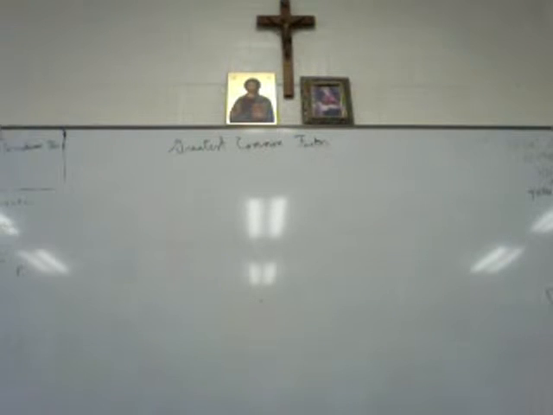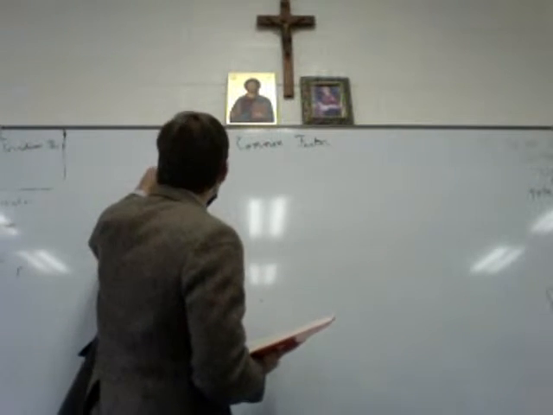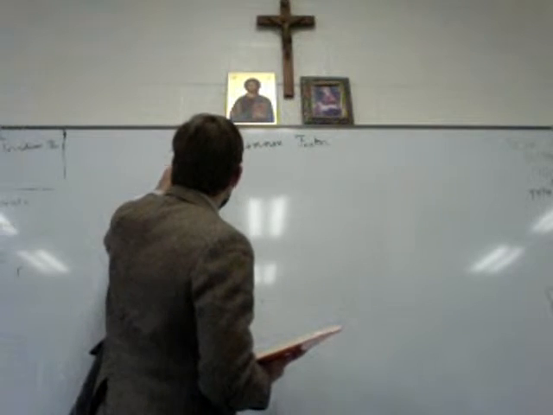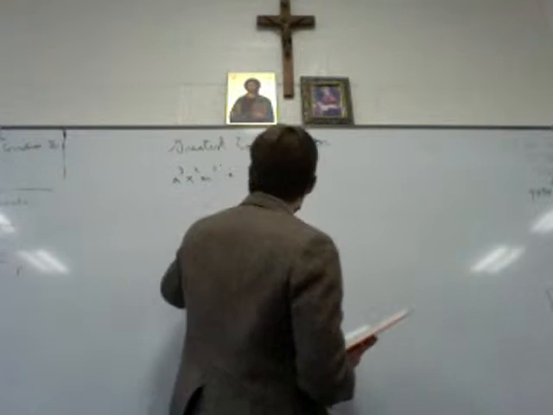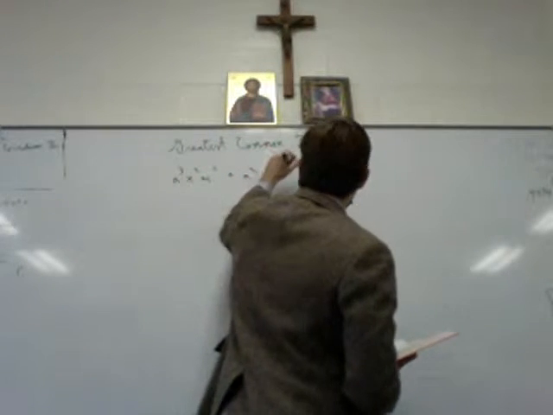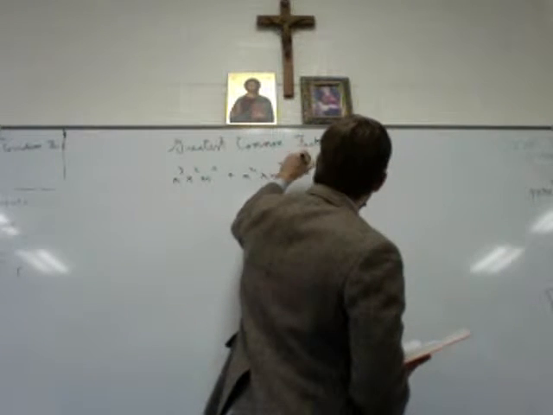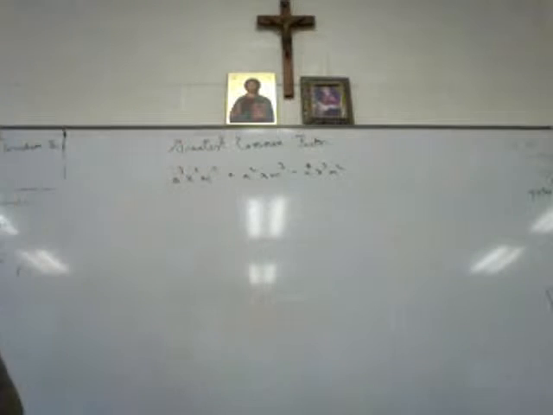So last week, we practiced doing things like this. Imagine we have a cubed x squared m squared plus a squared x m cubed minus a to the 4th x cubed m squared. What's the greatest common factor of these 3 terms?